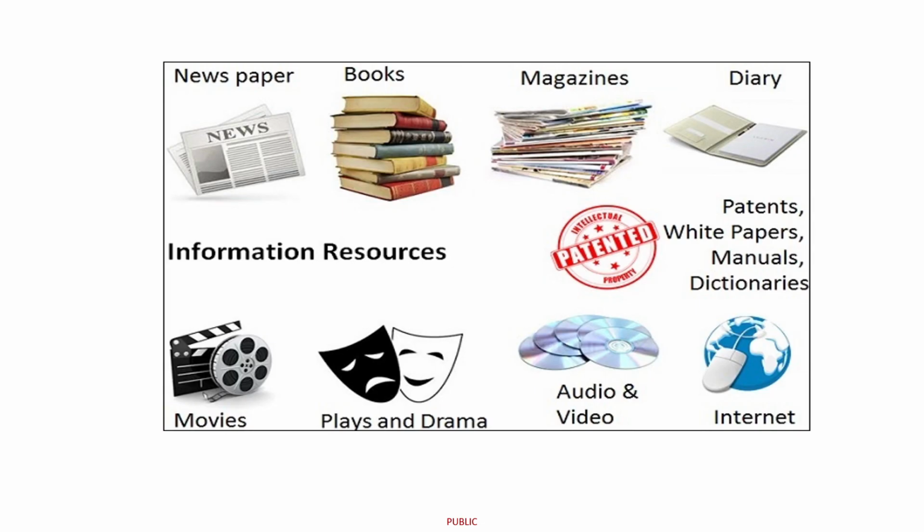So these are the resources of information, how we get the information. We can get it from newspapers, books, magazines, diaries, the internet, audio and video, plays and dramas, and movies, with patents, white papers, manuals, and dictionaries. These are some examples of information resources.